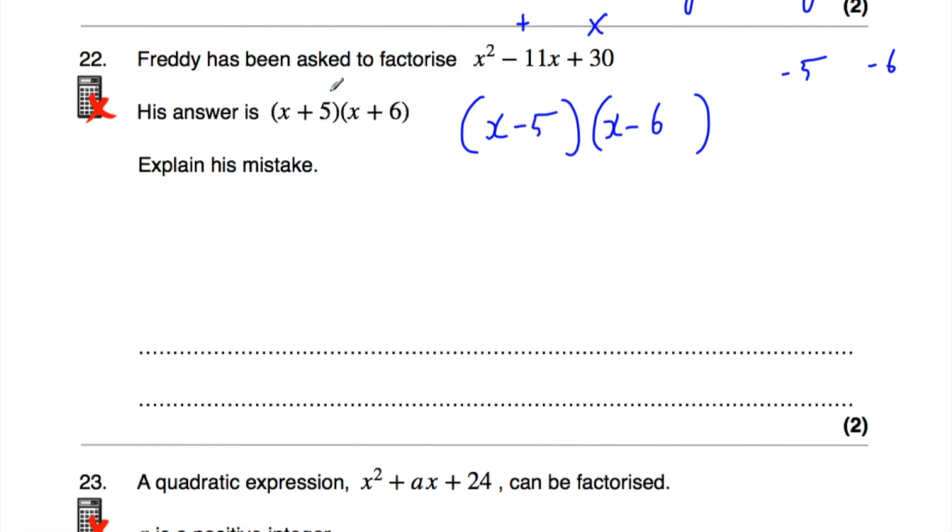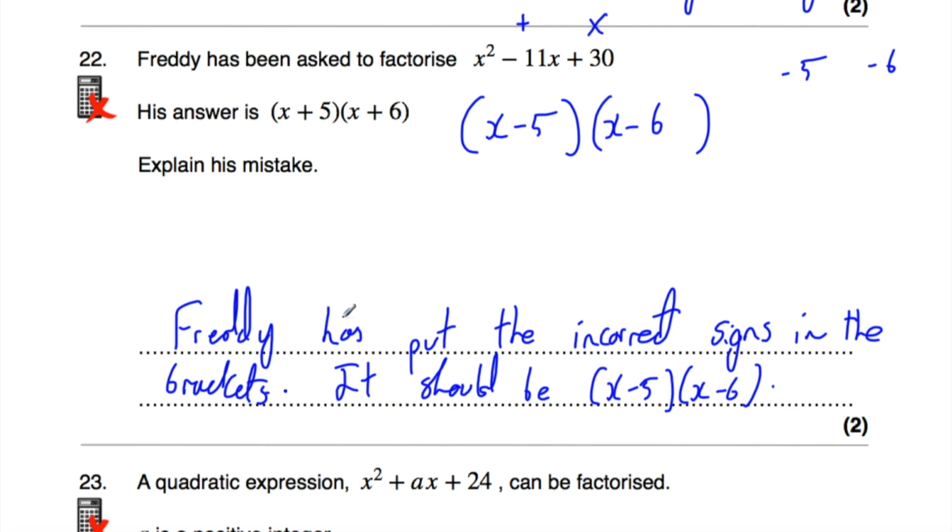So Freddie's mistake is he's put the wrong signs in the brackets. They should be minus signs, or subtracts, rather than adds. So let's explain that. Freddie has put the incorrect signs in the brackets. It should be x minus 5, x minus 6, not x plus 5, x plus 6.